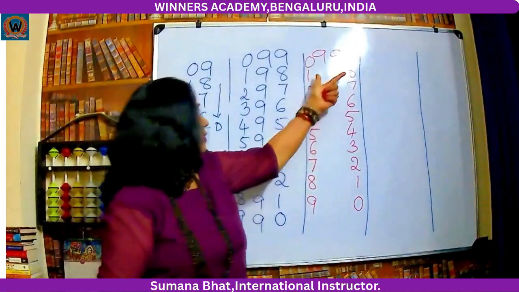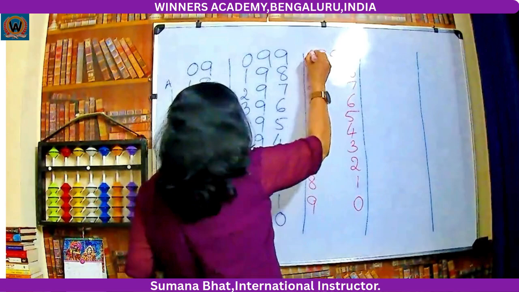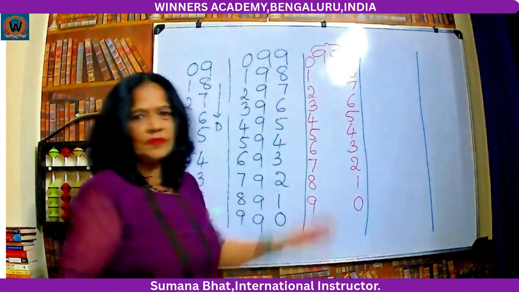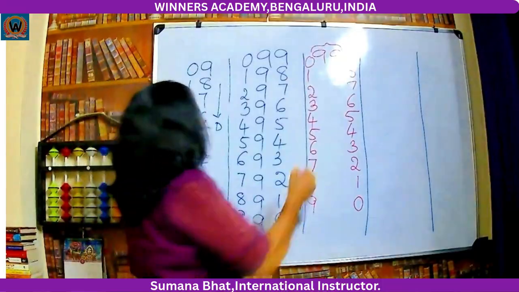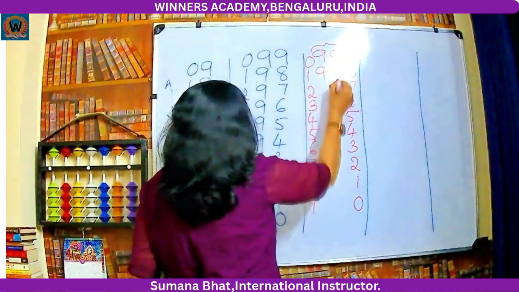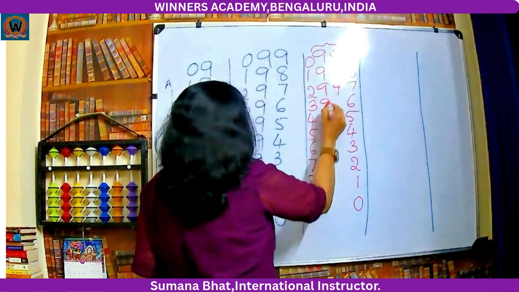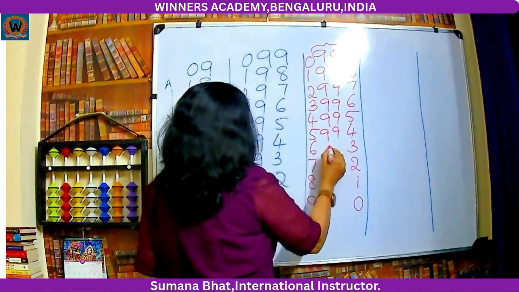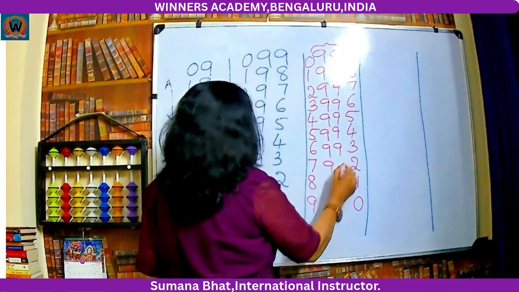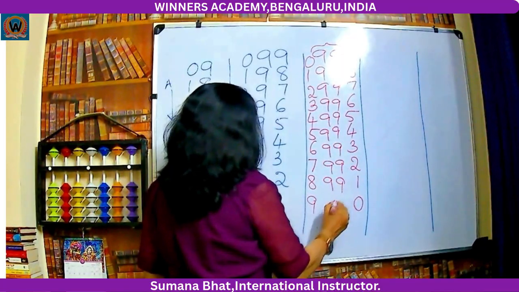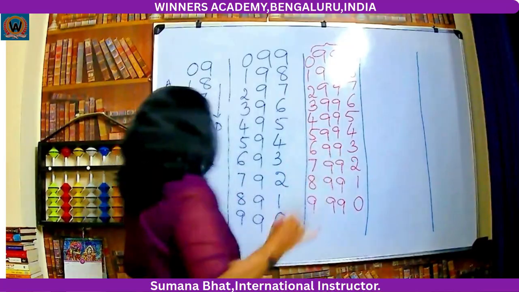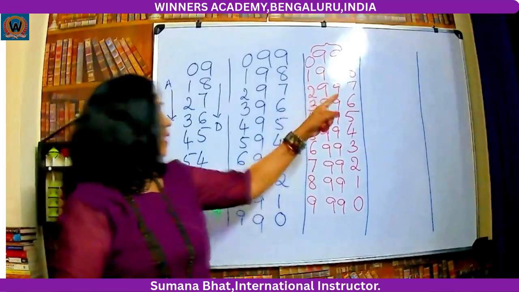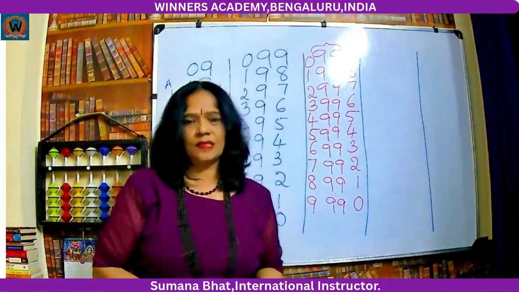What is left out in the middle? These two are left out, right? 9 and 9. Write them as it is. Just like that you have to write it, as it is. That completes the table for 999. In the same way, we can write for any number of nines.